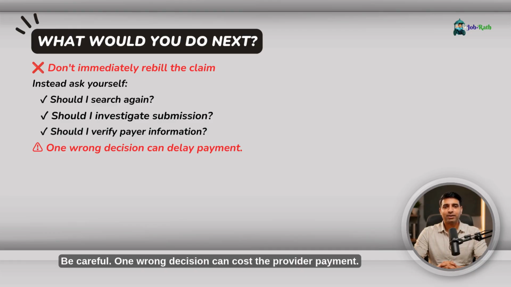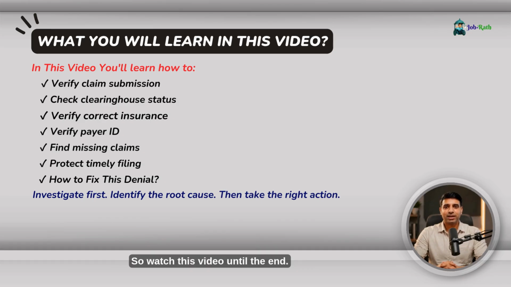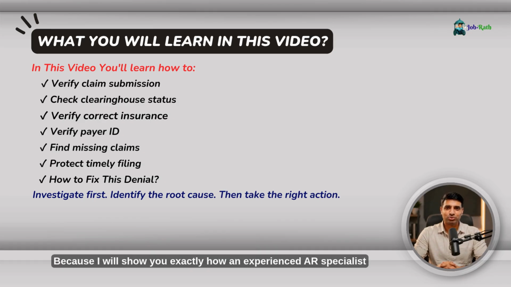Be careful. One wrong decision can cost the provider payment because while you are making the wrong decision, the timely filing deadline may expire. And once that happens, getting the claim paid can become much more difficult. So watch this video until the end because I will show you exactly how an experienced AR specialist investigates a no claim on file situation. You'll learn how to identify the real root cause and take the right action to help the provider recover payment.